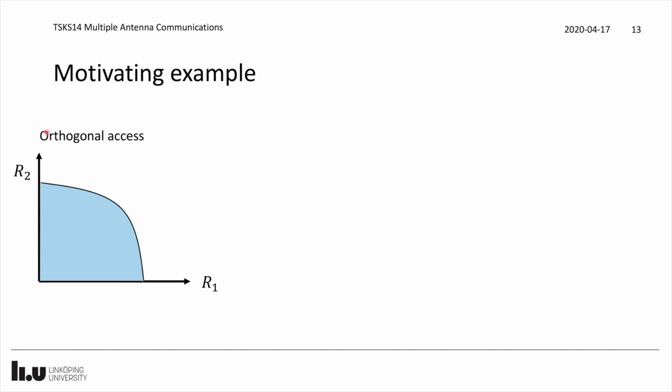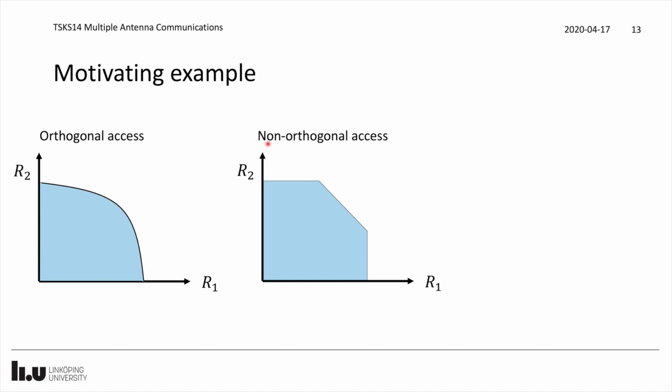So I started today by talking about orthogonal access with one receive antenna. Then you had 2 users and they were splitting the bandwidth between them. And then we got this curve here that describes the pairs of rates that the two users can get at the same time. Then I mentioned non-orthogonal access, still with one antenna at the receiver, and we can expand the region this way. For example, one user can get its maximum rate while the other user is getting a non-zero rate, and that is achieved using successive interference cancellation.